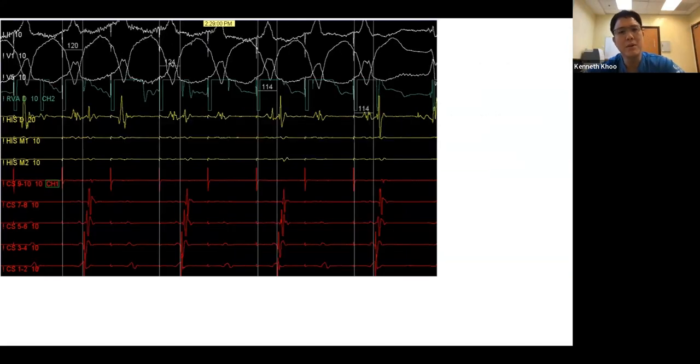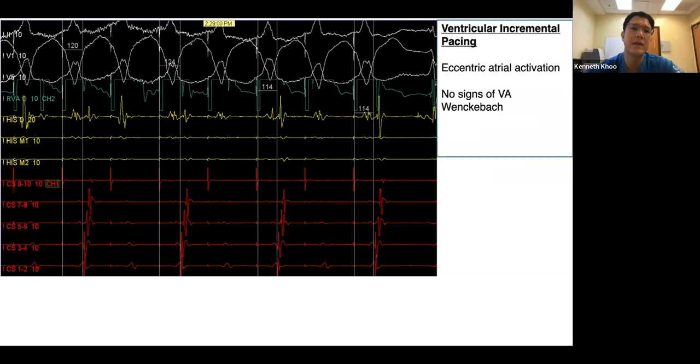We started our EP maneuvers by retrograde ventricular incremental pacing. And from here, we can see that there is eccentric atrial activation without signs of VA Wenckebach. So this finding tells us that there is a presence of an accessory pathway, likely on the left side, that is able to conduct retrogradely.